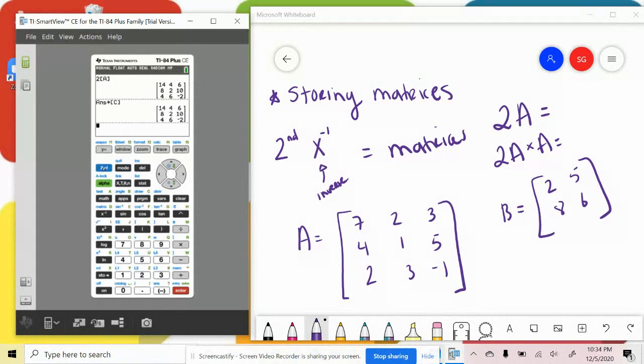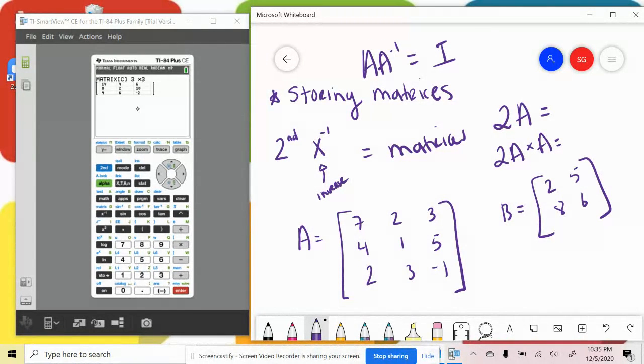Now watch this. When I go back to second matrix, there's a 3 by 3 matrix there. I can go in and edit it, and it should be the matrix I just got when I doubled this. Pretty neat. So if you want to check your work, like maybe you found the inverse and you want to see whether A times A inverse really equals the identity matrix, you can store things in your calculator and not have to retype them over and over, because it can get tedious. So this is just a brief lesson on how you store.